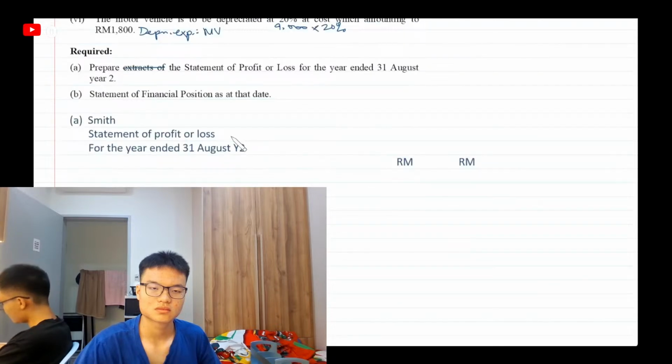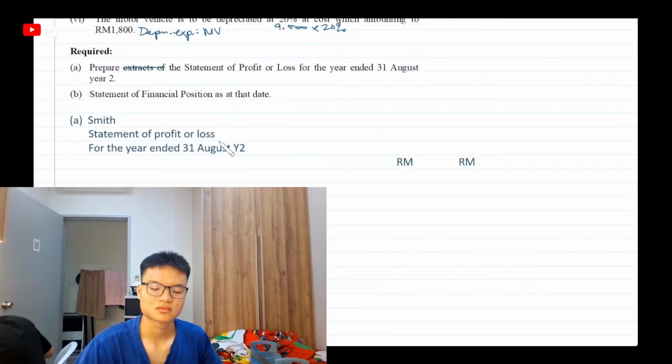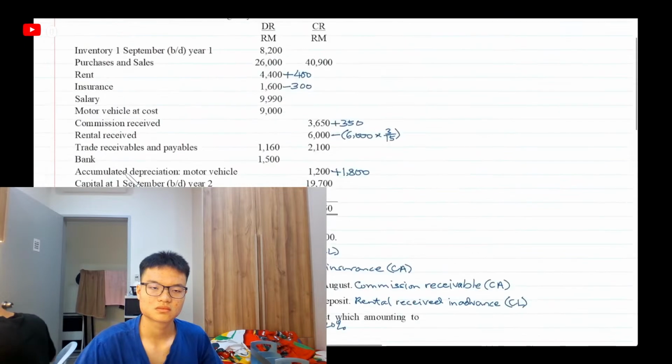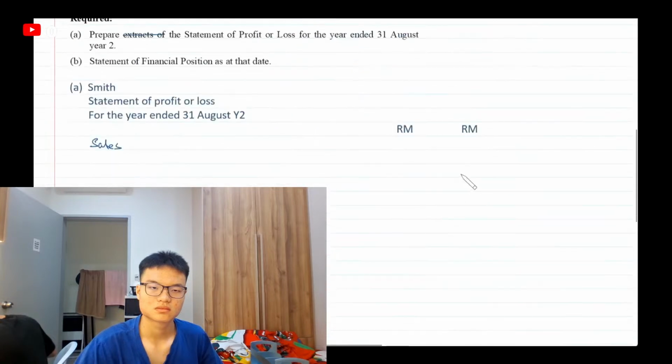We start with the statement of profit and loss. Remember, when you prepare your financial statements, make sure you put the name of the business or the name of the owner, the name of the statement, and the date. So the date is for the year ended 31 August, year 2. Now we always start with sales, right? We start with sales first. Sales is given here as 40,900 ringgit.